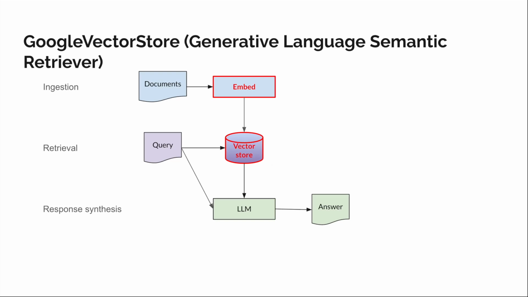Google recently launched a few offerings in this RAG pattern realm. The first one covers the ingestion and retrieval step with the Google Vector Store, which is a name in the LlamaIndex code base. All of this is integrated with LlamaIndex. This is what we call the General Language Semantic Retriever API, and it covers the embeddings and vector store use case with a built-in embeddings model.